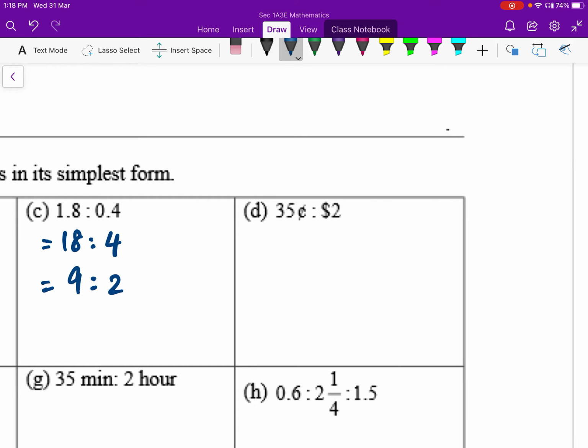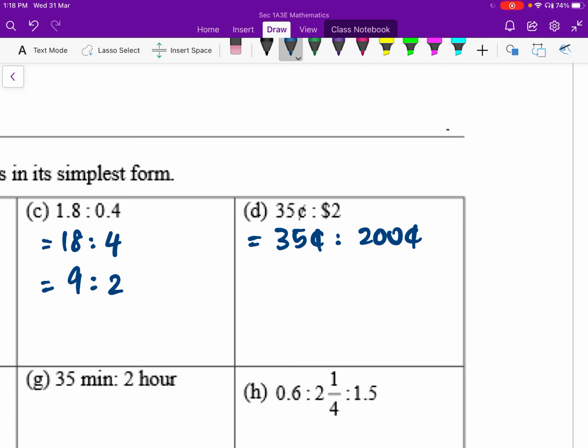What about part D? Do they have the same units? No. Units not the same, so you must convert them to the same unit. Do you want to convert cents to dollar or dollar to cent? Dollar to cent. I think most would change dollar to cent. So let's do that. 35 cents to 200 cents.